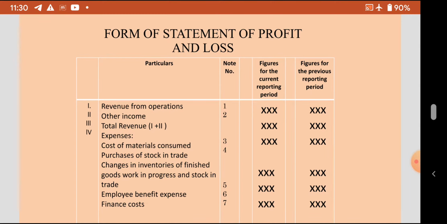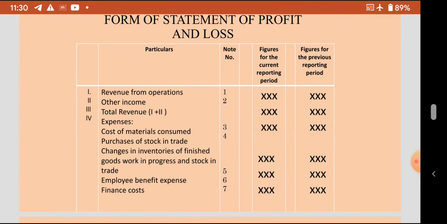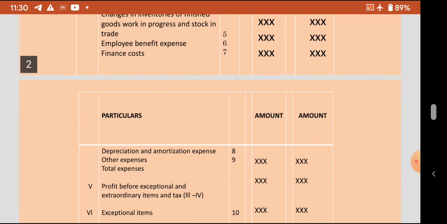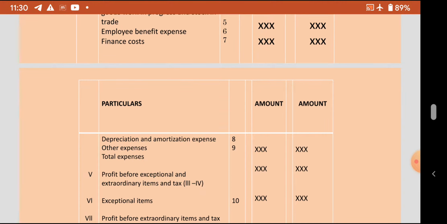We start with the revenues or the incomes. We have two classifications. One is revenue from operations and other is the other income. So combining one and two, we get the total revenue. From the total revenue, we deduct expenses. Expenses are classified as follows: cost of materials consumed, purchase of stock in trade, changes in inventories, employee benefit expenses, finance costs, depreciation and amortization expenses, other expenses. So here we get total expenses.